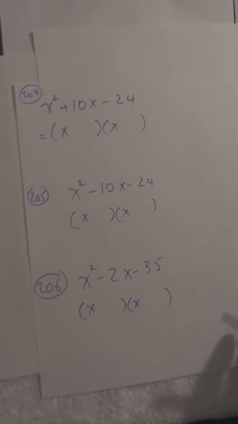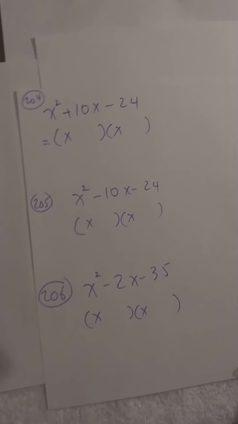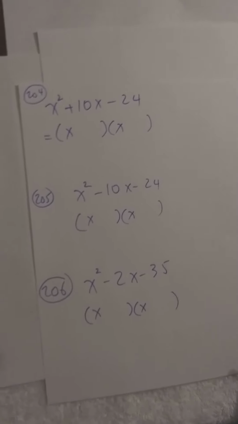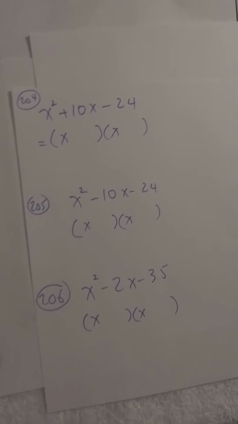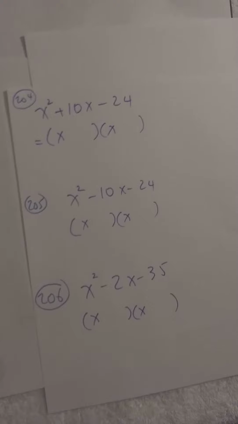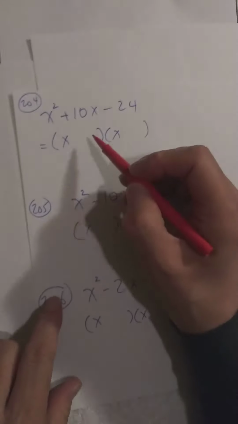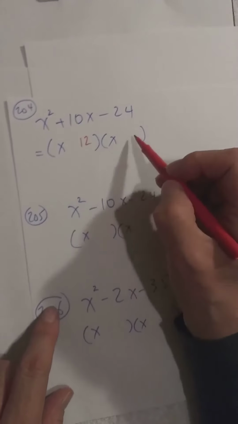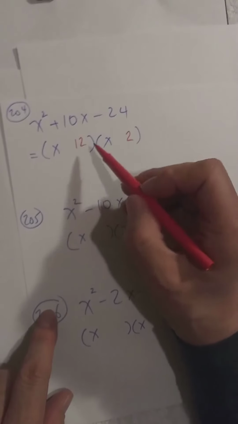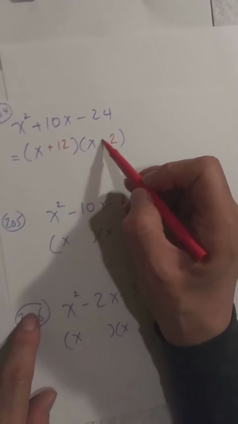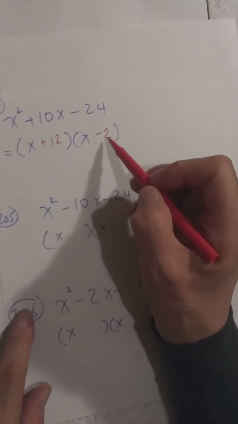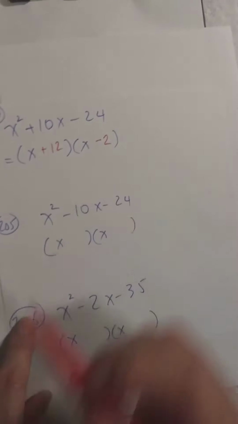x squared plus 10x minus 24. We need two numbers with product minus 24 and with sum plus 10. So this time the product is negative. Therefore, one of those numbers is going to be negative. So it's going to be 12 and 2. But is it minus 12 plus 2 or is it plus 12 minus 2? Well, let's see. Plus 12 minus 2 will give you plus 10. So it's plus 12 minus 2.